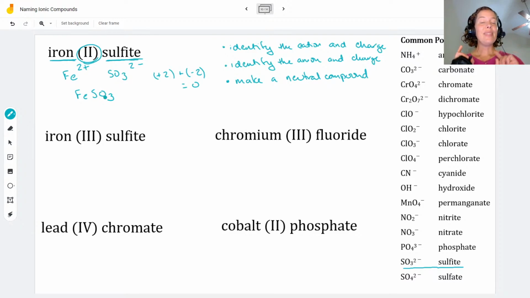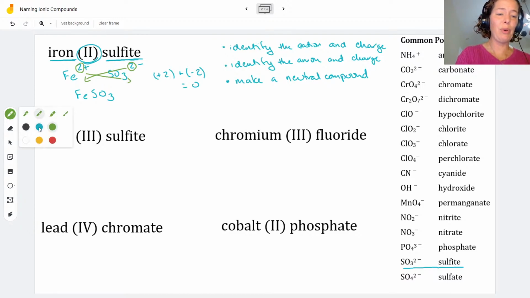FeSO3. This is another example where crisscross is going to trip you up if you didn't check your charges first, if you didn't check to make sure you had a neutral compound, because if you just jumped straight to crisscross, you would have taken this 2 down to the sulfite and that 2 down to the iron. But that is not the correct molecular formula. The correct molecular formula is just FeSO3. So again, check and make sure you don't already have a neutral compound. Let's go on to our next example.